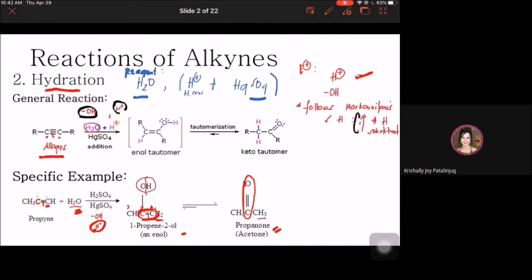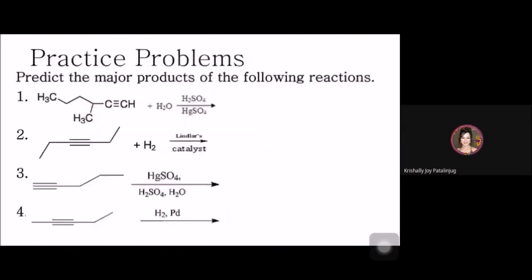So that is all about the hydration reaction. So let's try the following example. For instance, you have this alkyne added with water in the presence of these catalysts.